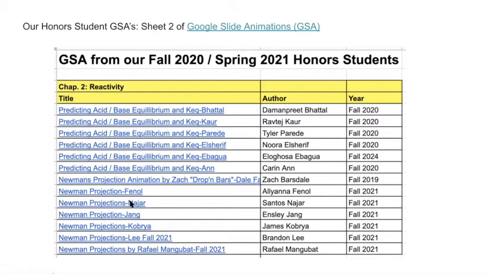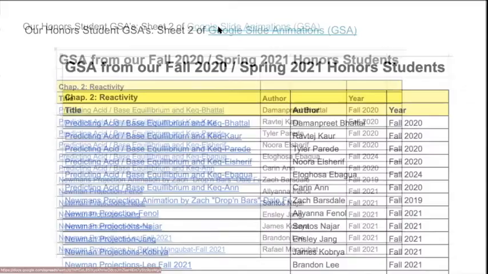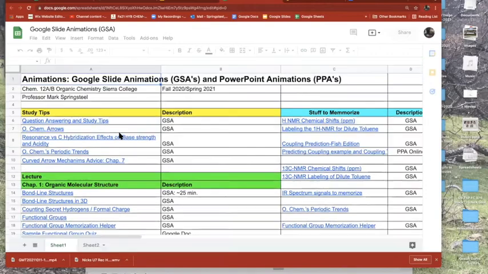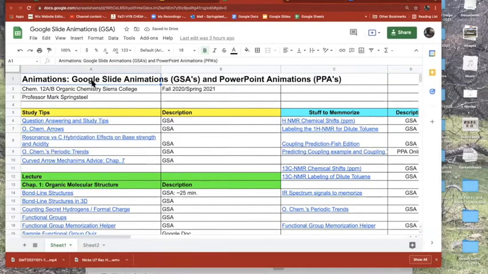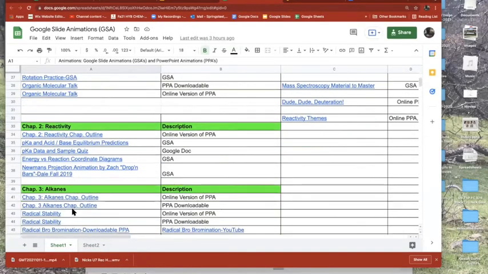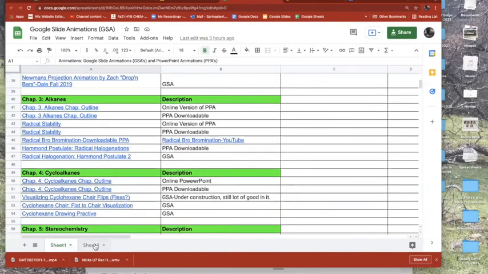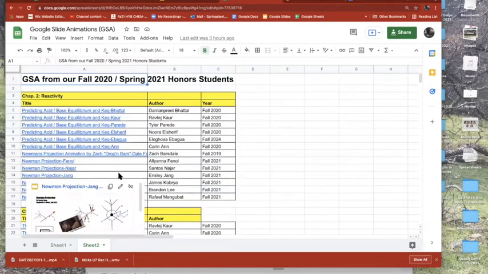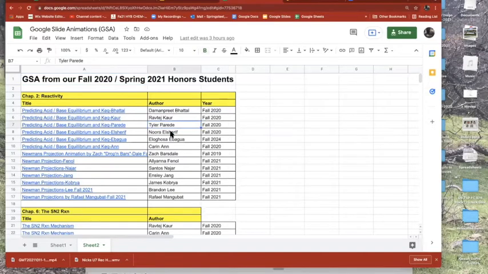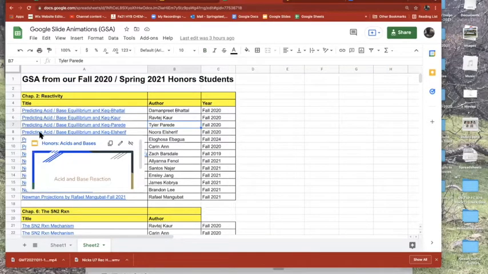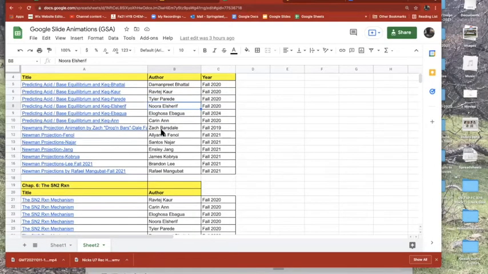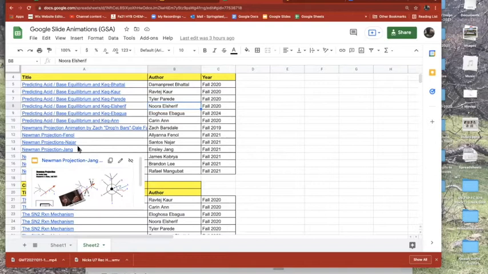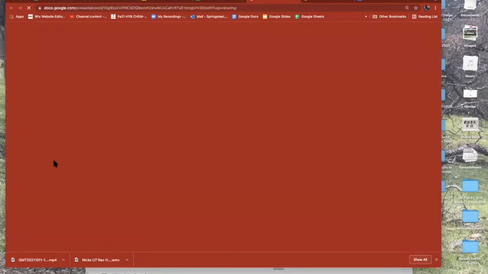They're all there. Let's look at one more. I think I looked at one before. Let me show you how you find it. So this is our animations, Google Slide animations, right? And then we've got all our per-chapter ones, but if you go down here to sheet 2, you'll see the student ones. These are some from last semester. Actually, you should click on one of these, huh? It'll help you review the pKa stuff. I like them all, but I'm going to do Ensley's. I liked her Harry Potter theme.